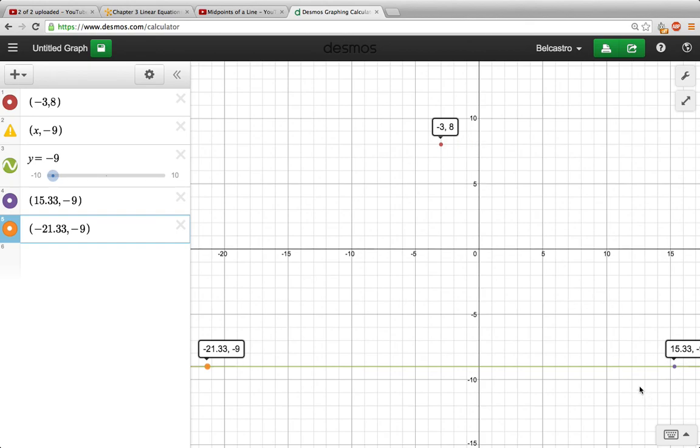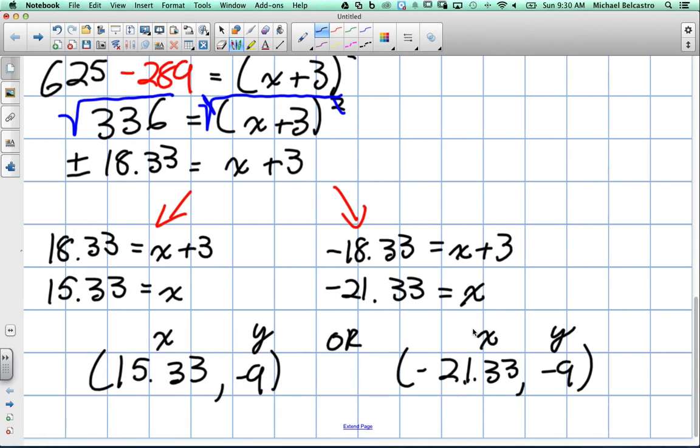So either of these answers is correct. Maybe a question will specify, give us the positive value or give us the negative value, but you get two answers regardless in this question.